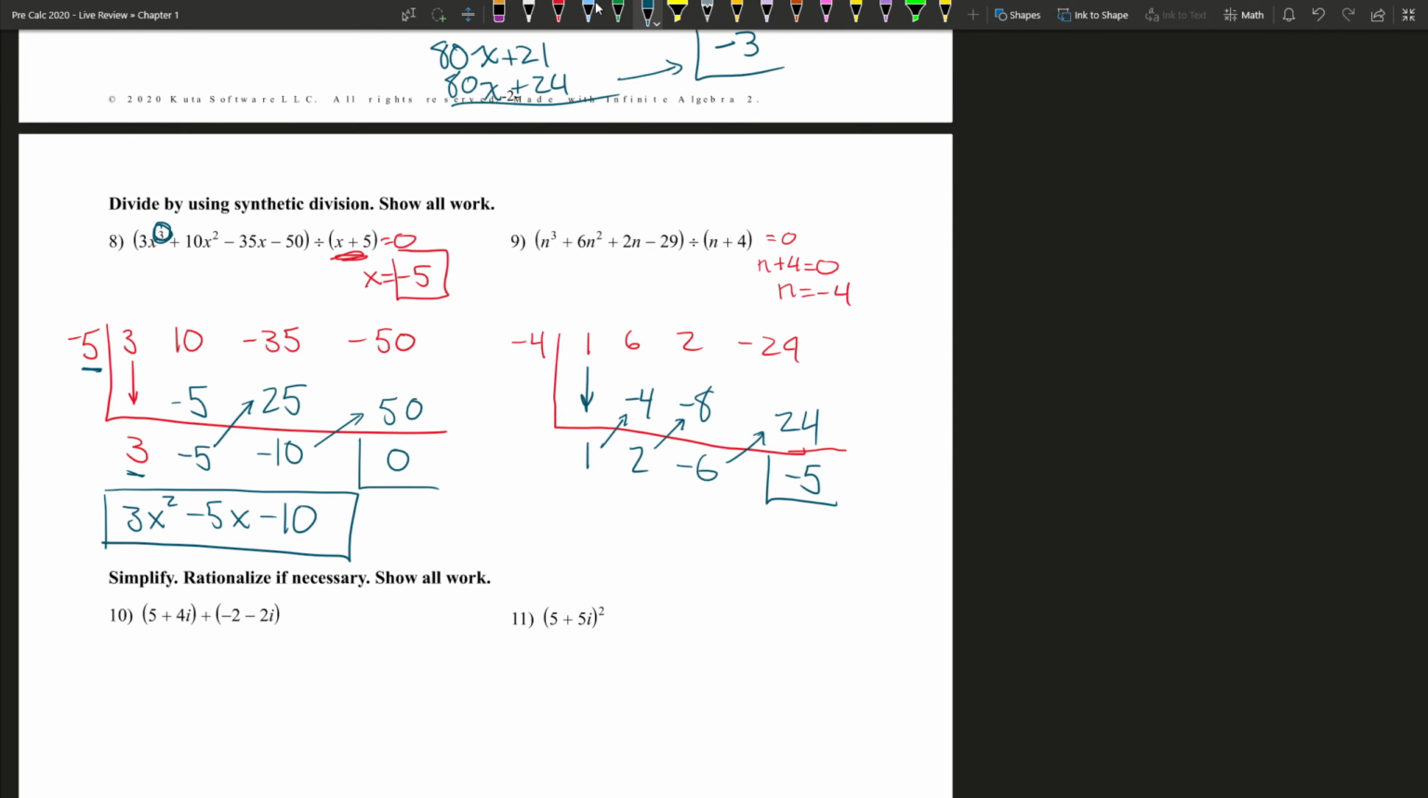So our answer again is 1 degree less, so we have n squared plus 2n minus 6, and then this remainder over n plus 4. Okay, so I went through those kind of quick. Again, take a look at it, make sure you understand how to do it. If you don't, please ask.